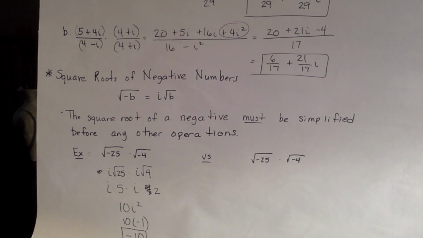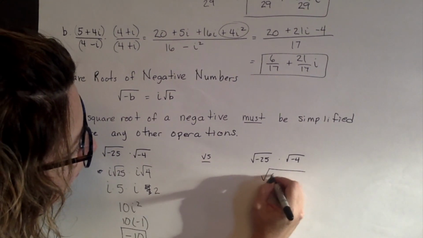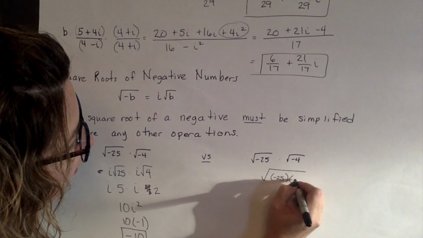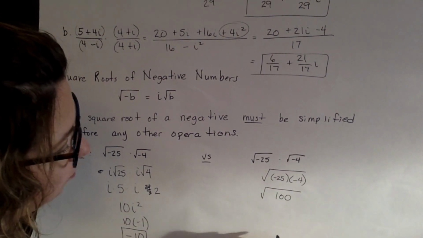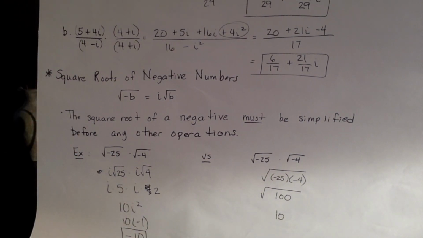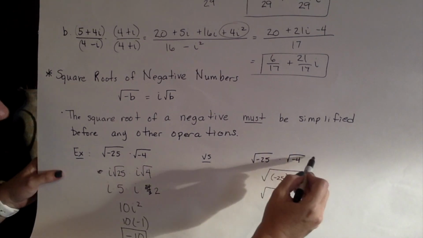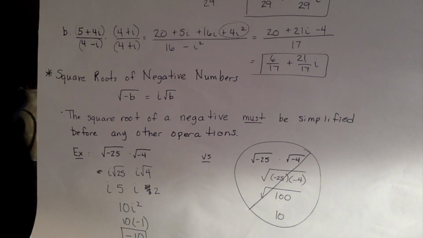Now, if we didn't do it correctly and we said, oh, I know, when I have two radicals, I can put them together under a single radical. If I did negative 25 times negative 4, I would get positive 100, and the square root of 100 would be 10. And I might think that my answer is positive 10, but it is not. So we're going to draw a big circle around this with a no. We cannot do it that way. The i has to come out first before you can do any other operations.